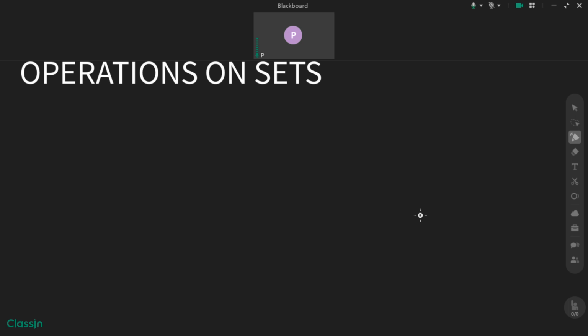Similarly, in sets, we have operations between two sets. So let us see what kind of operations we have in sets. Let's discuss them one by one. So let us start with the first operation, that is known as union of two sets.